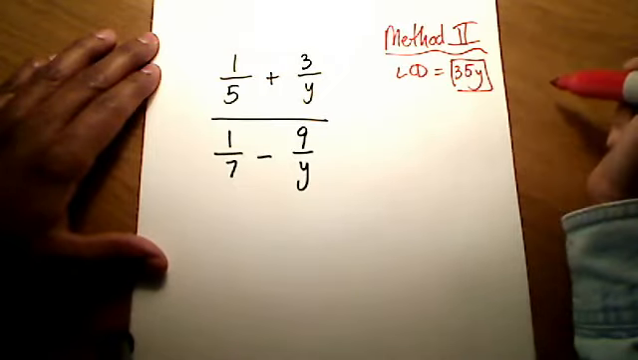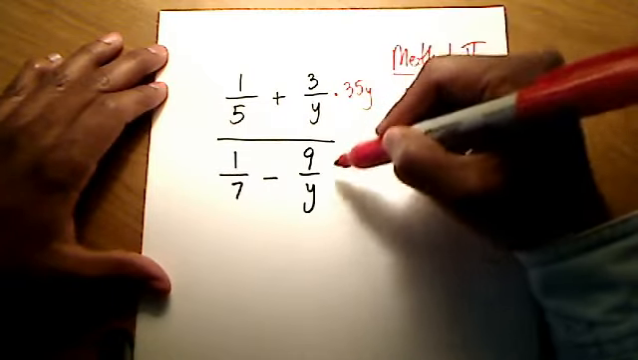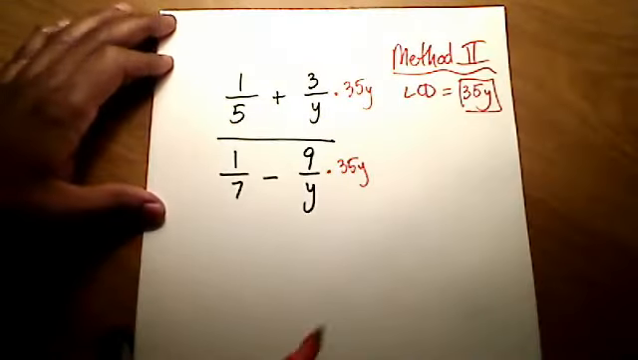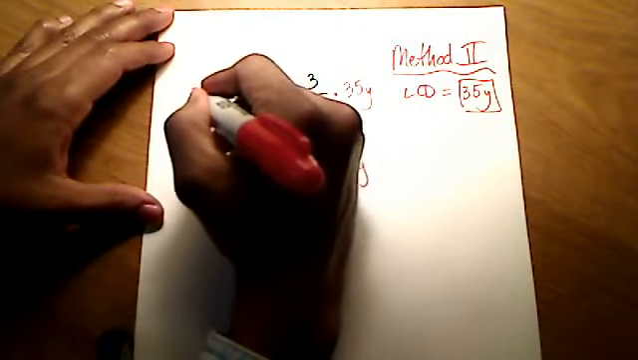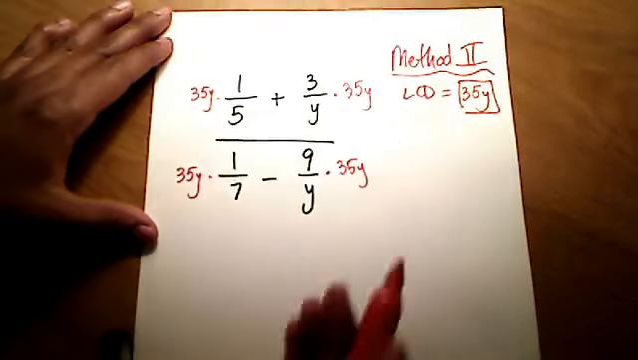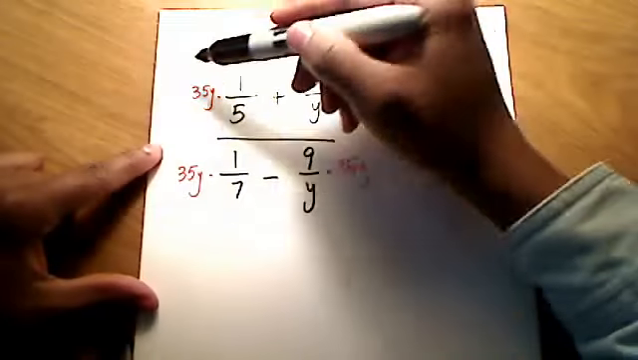35y. That's my LCD. So what I'm going to do is multiply every one of these fractions by that LCD of 35y. So even these guys over here get multiplied by the LCD. And in doing so, watch, I'm going to be able to jump straight to the answer. This is pretty cool.